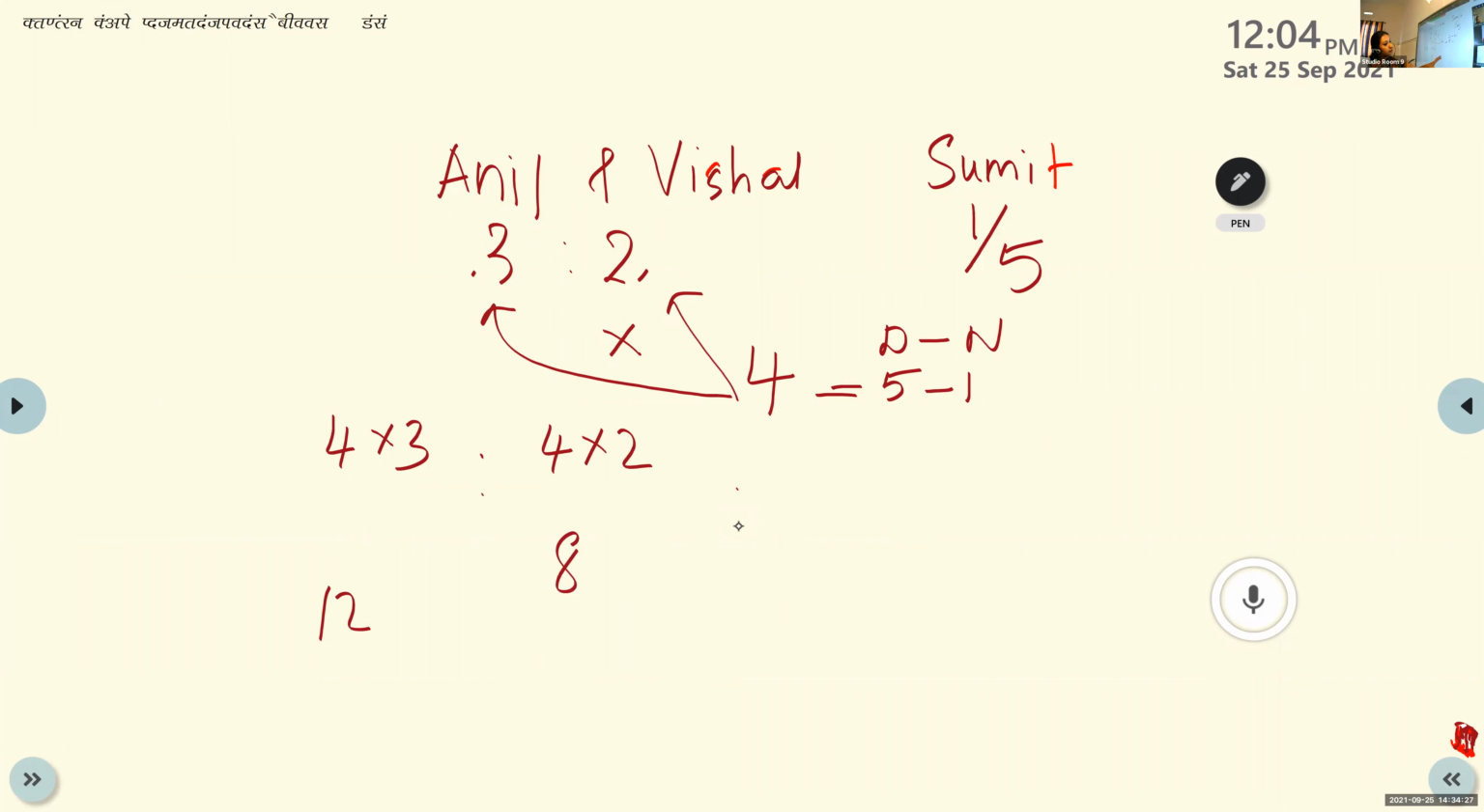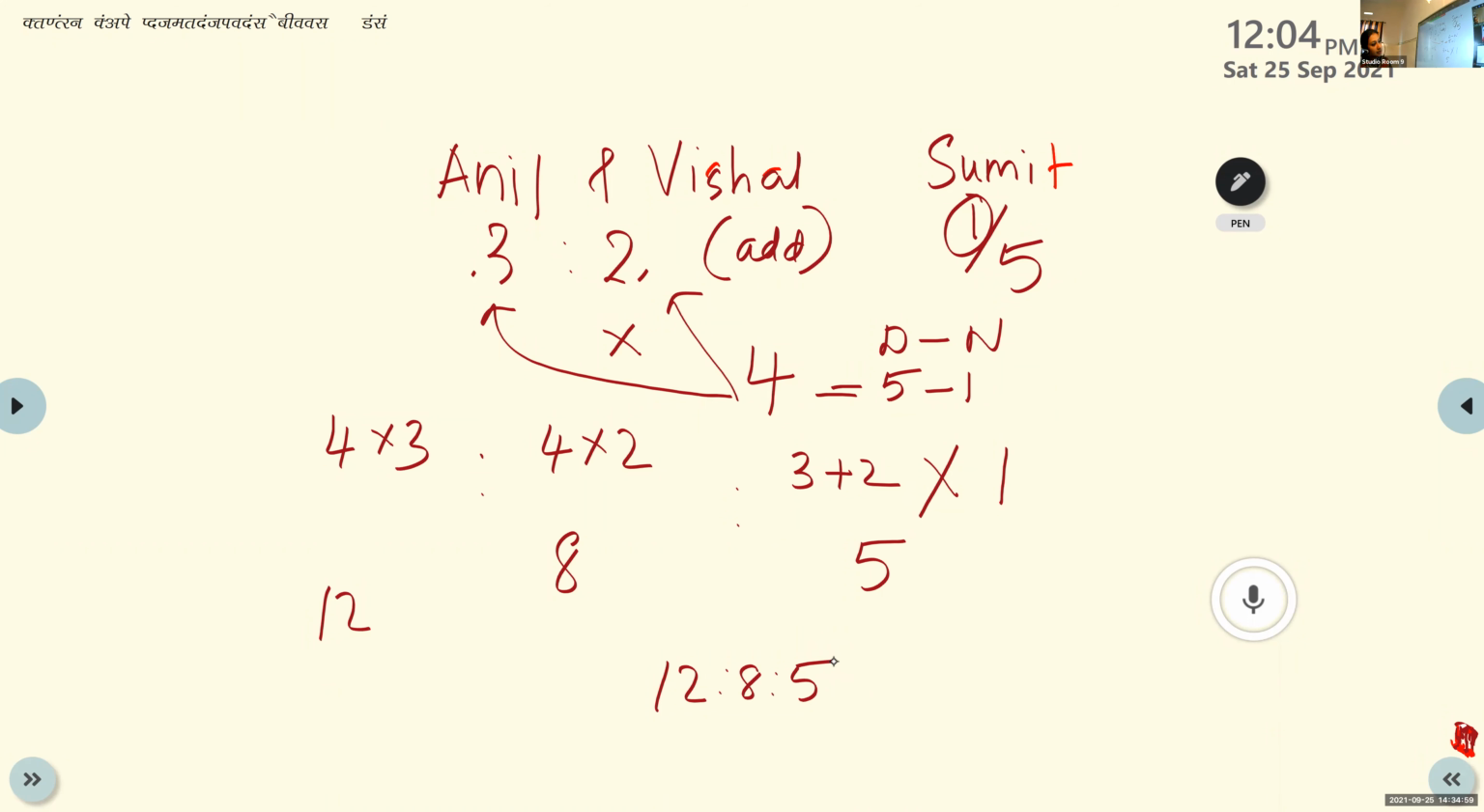Now, the third one is a new partner. Sumit, new partner. For new partner, add Anil and Vishal. 3 plus 2. Into, multiply, into numerator 1. That will give you 5. 3 plus 2, 5 into 1 is 5. So you get the ratio 12:8:5.